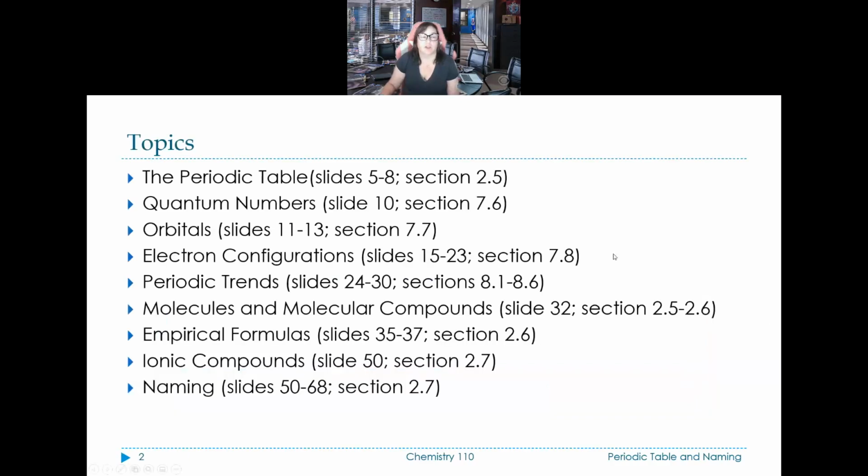So these are the topics we're going to cover today. We're going to talk about the periodic table, quantum numbers, orbitals, electron configurations, periodic trends, molecules and molecular compounds, empirical formulas, ionic compounds, and naming. Notice that parts of this are from chapter 2, parts of this are from chapter 7, and parts of this from chapter 8. This is all indicated on your schedule, but those are where those things are coming from. You'll see that those textbook chapters and sections are listed here. So that's what we're going to be talking about today.